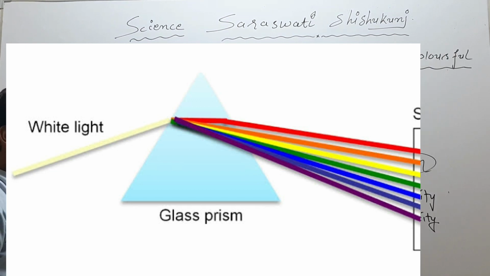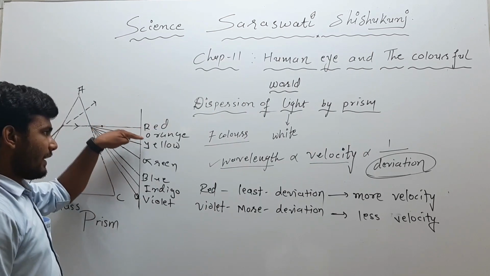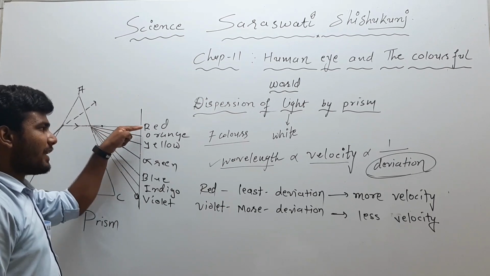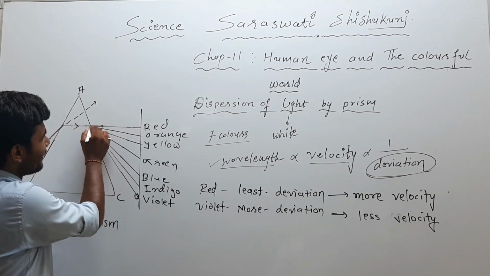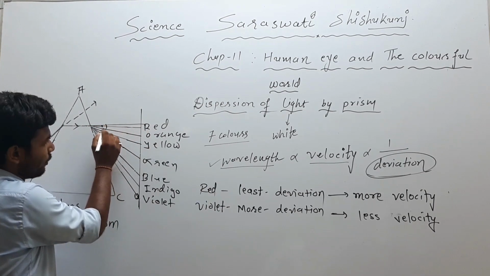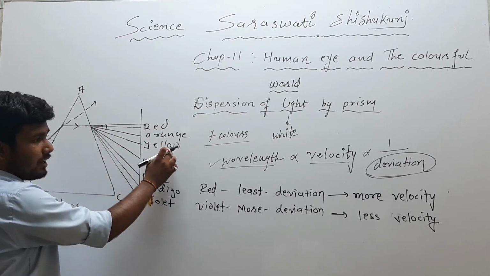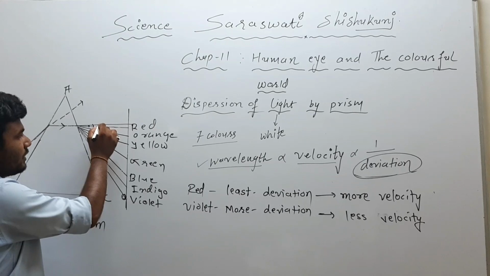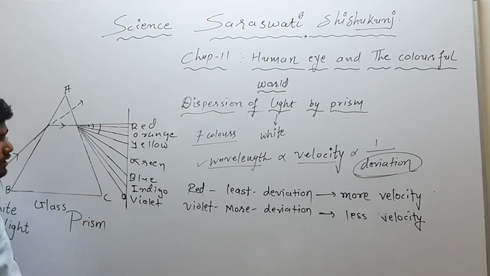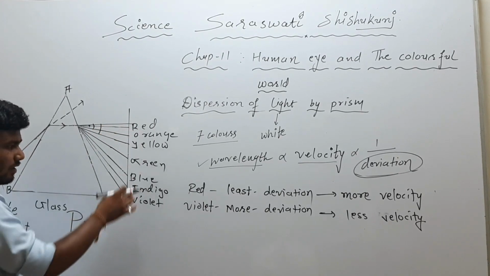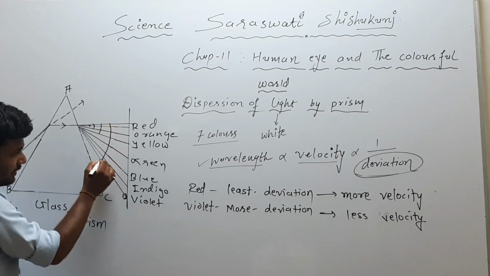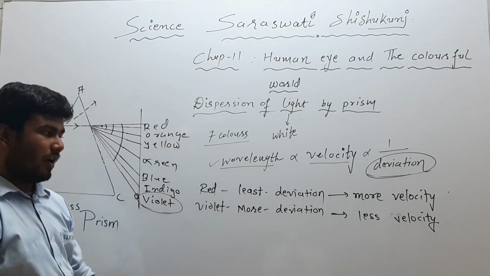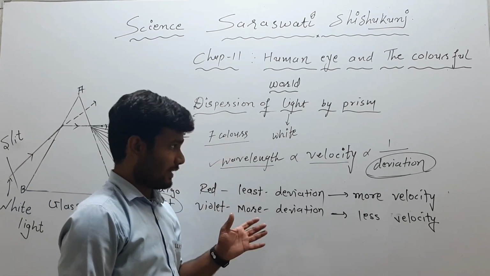Red color has more velocity, so less deviation. Then orange color will have less velocity in comparison to red, so you will see that the deviation will be more in comparison to red. Yellow color will have less velocity in comparison to red and orange, so here you can see the deviation angle is more. And so on, we go to violet. Here you can see that the deviation angle is most, because violet has very little velocity.